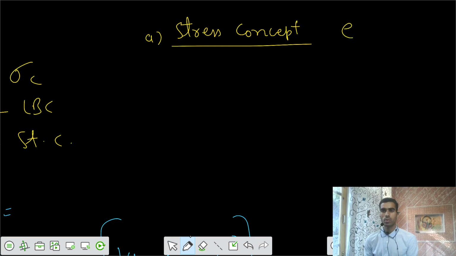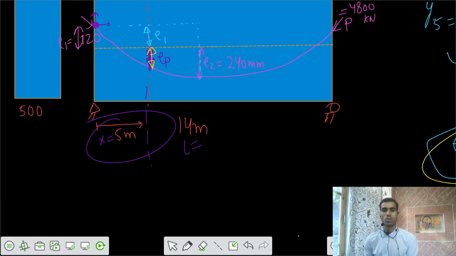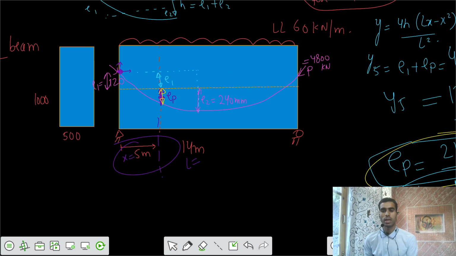So the first method is the stress concept. It talks about the actual P force. Here we have P cos theta, and the actual moment we have at that section, M5. So we also need to calculate the moment at 5.